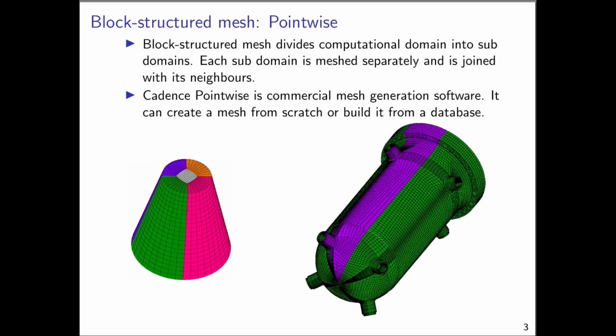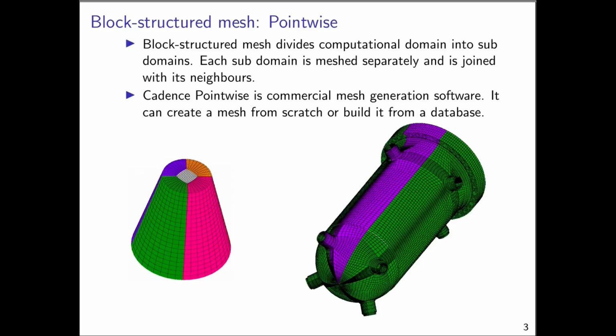As was indicated on the previous slide, in the first stage of our mesh generation approach, we build a block-structured mesh. Such a mesh divides the computational domain into subdomains. Each subdomain is meshed separately and is joined with its neighbors. Pointwise is commercial mesh generation software. It can create a mesh from scratch or build it from a database.